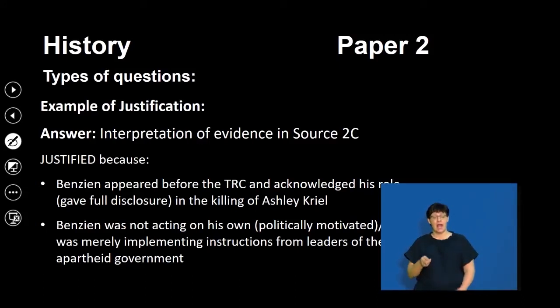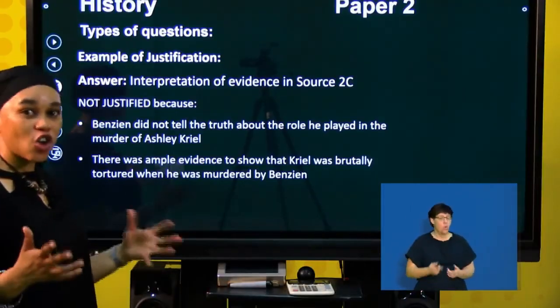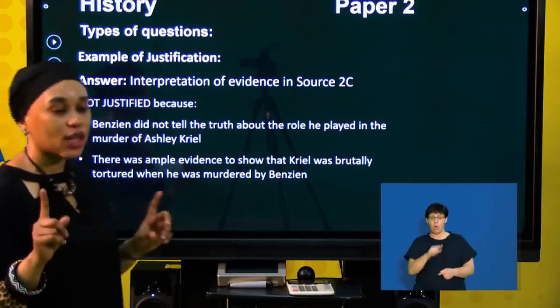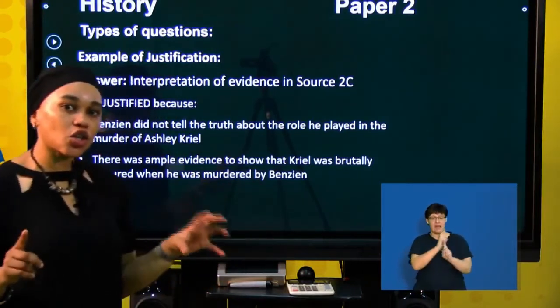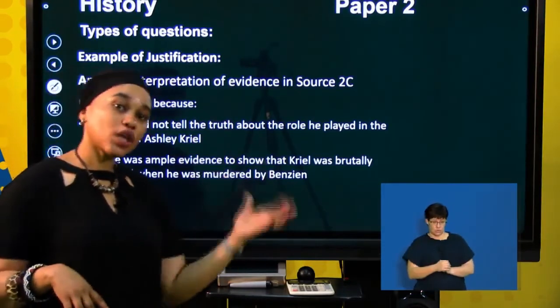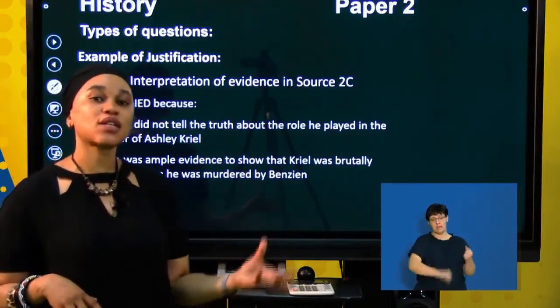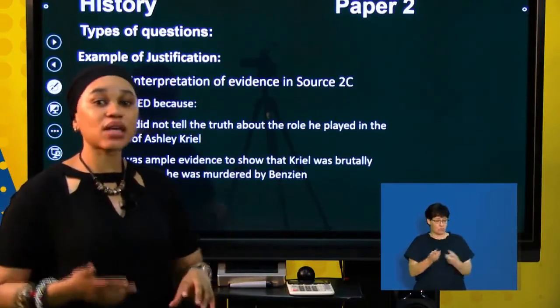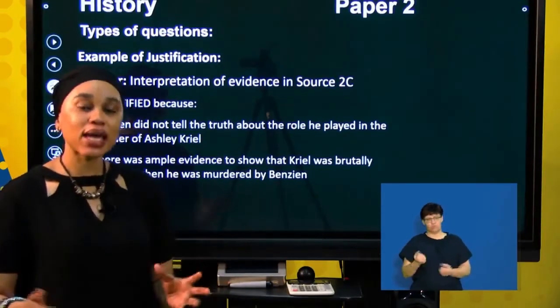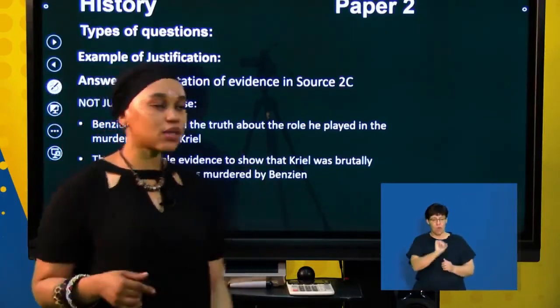The case or the action was politically motivated. He was merely implementing instructions from leaders of the apartheid government. Or you're allowed to say not justified as long as you can support it. So the question was asking you whether that was justified, the amnesty was justified or not. Now, you can choose. If you say yes, it was justified, you should be able to support that with evidence from the source. Or you can say no, it was not justified. Again, you should be able to support your position with evidence from the source.